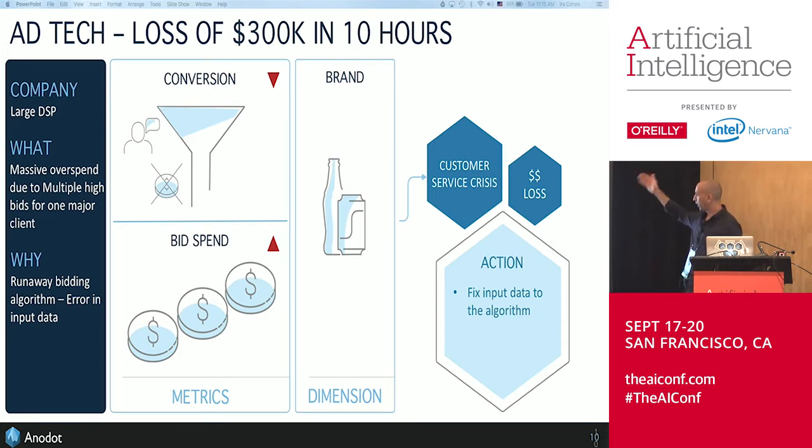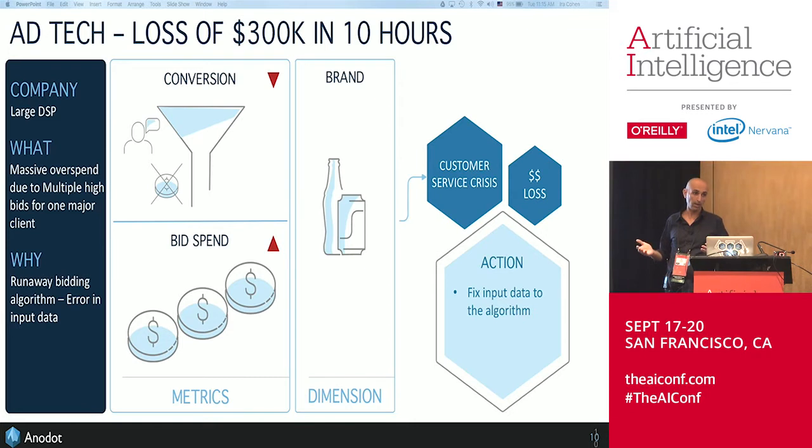They saw a drop in conversion and an increase in bid spend. They have algorithms that decide what to bid and how much to bid for every campaign for their customers. And they incurred a loss of $300,000 in just 10 hours. So basically they wasted 6 months' worth of campaign dollars for one company in 10 hours because their algorithm was fed with wrong information and it was bidding like crazy.